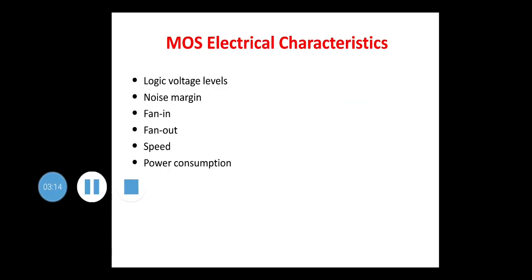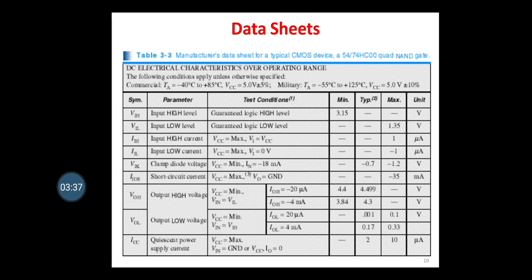Now we'll check out some terms related to the MOSFET, some electrical terms which are the characteristics of the MOSFET, which are there in your data sheet. These are the different terms which we will look at in detail: logic voltage levels, noise margin, fan in, fan out, speed, power consumption. With any digital IC or any integrated circuit, you get a data sheet in which its electrical characteristics are mentioned, which are shown here. So we will see that in detail.